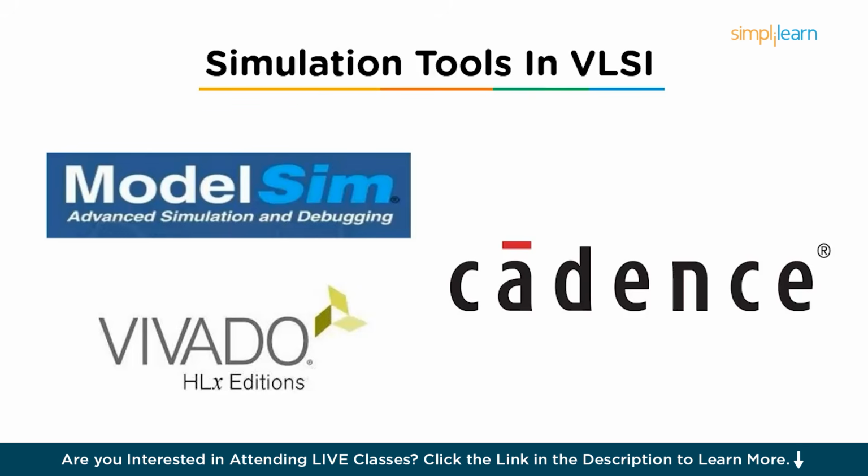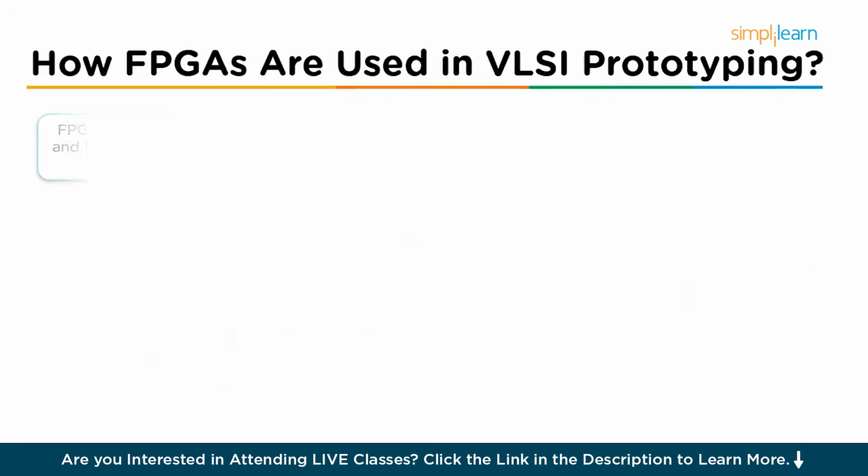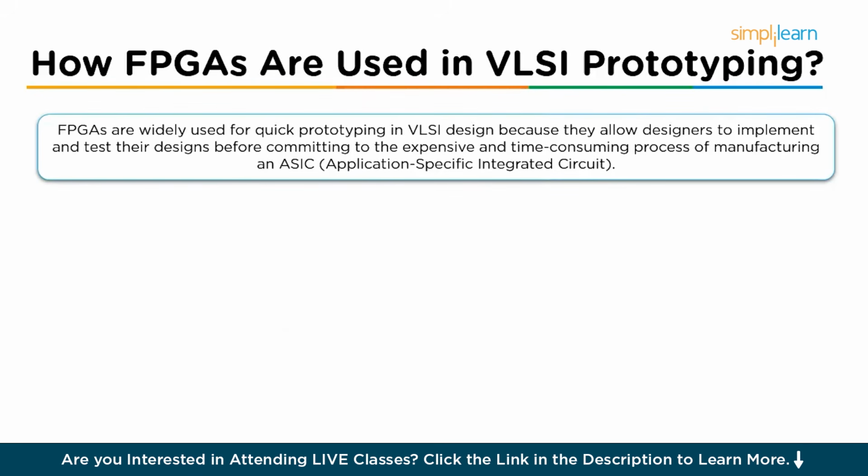Fine. Now, after understanding the simulation part, let's understand what FPGAs are and how they are used in VLSI prototyping. FPGAs are widely used for quick prototyping in VLSI design because they allow designers to implement and test their design before committing to the expensive and time-consuming process of manufacturing an ASIC, an application-specific integrated circuit. With an FPGA, a designer can implement the Verilog descriptions of a chip and test it in hardware, allowing early detection of issues that may not have been apparent in simulation.